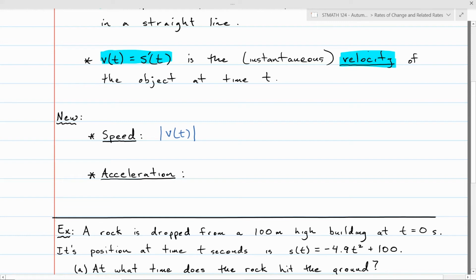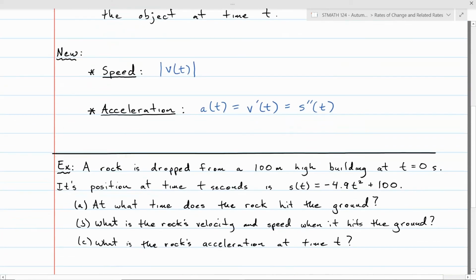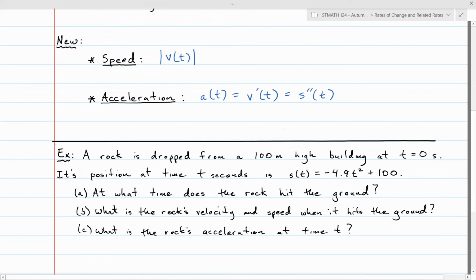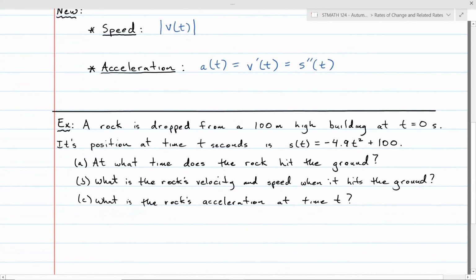So how do you keep track of how fast some quantity is changing? Well, you use the derivative, right? So acceleration is actually the derivative of velocity. So a of t is just how fast the velocity is changing. But we also already know velocity is the derivative of position, so we can think of acceleration as the second derivative of the position. So let's do an example to remind us how this works in practice.